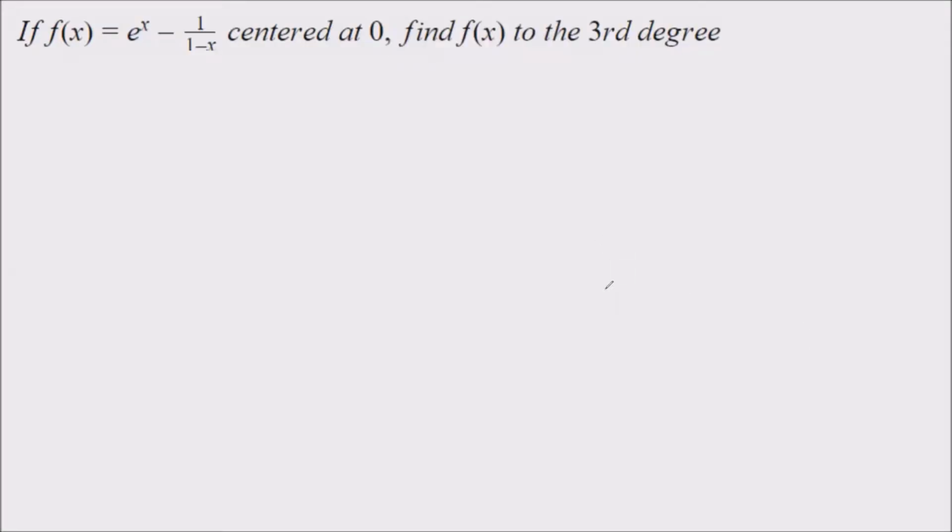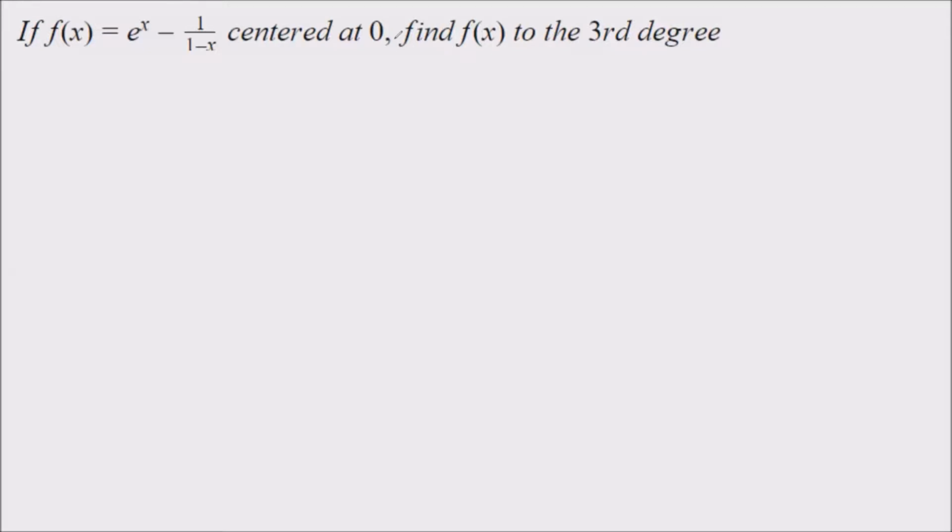Okay, so this is practice problem 1. We're told that there is a function f of x that can be represented by e to the power of x minus 1 over 1 minus x, centered at 0. Find f of x to the third degree. Now, this centered at 0 part may seem unfamiliar to you, so just disregard it. Like I said, I'll make a video on it in the future.